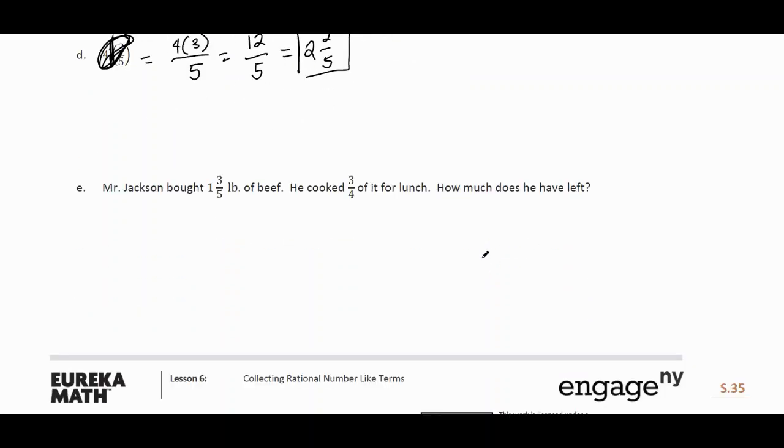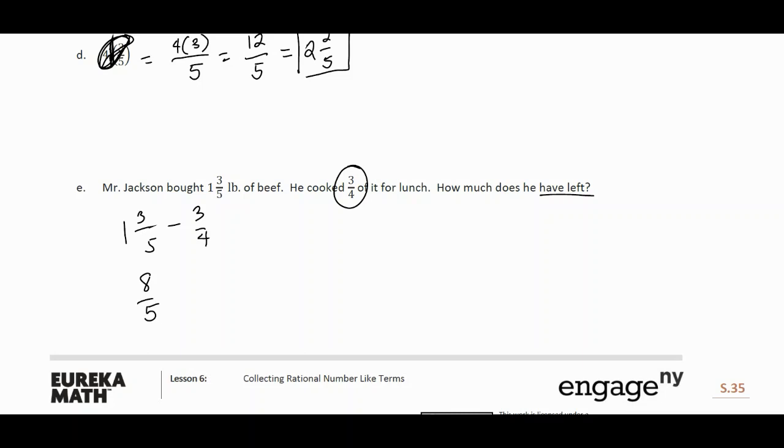Letter E. Mr. Jackson bought 1 3/5 pounds of beef. He cooked 3/4 of it for lunch. How much does he have left? For this one, because we have 1 3/5 and it's asking for how much is left, given that Mr. Jackson already cooked 3/4 of the beef, we're going to have 1 3/5 minus 3/4. It's much easier if we change this into an improper fraction. So 5 times 1 is 5 plus 3 is 8.